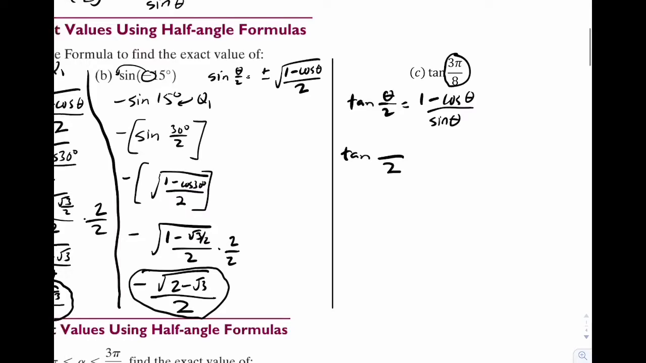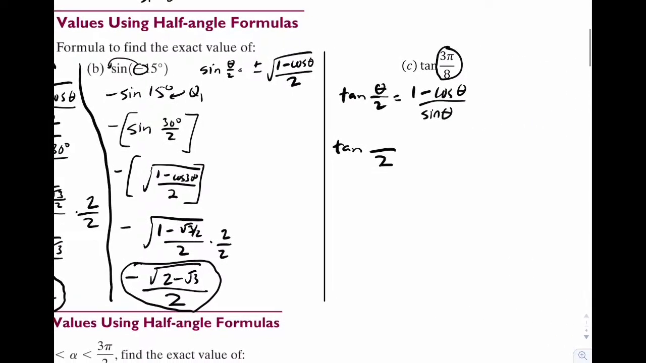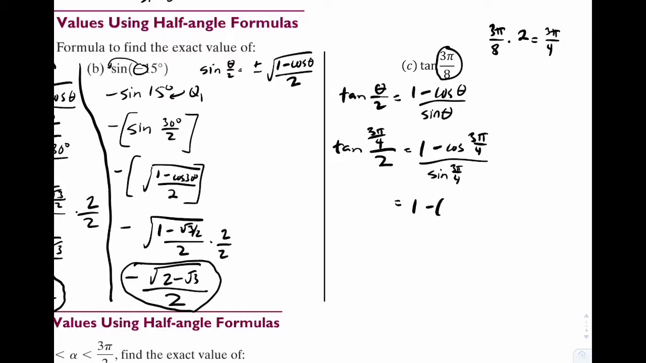Notice how earlier on the 15 degrees became 30 over 2, which means you just multiply it by 2. So 3 pi over 8 times 2 is 3 pi over 4. So you write it as 3 pi over 4 over 2, and notice how that is 3 pi over 8. Now we have 1 minus cosine 3 pi over 4 over sine 3 pi over 4. That's 1 minus negative root 2 over 2, divided by root 2 over 2.